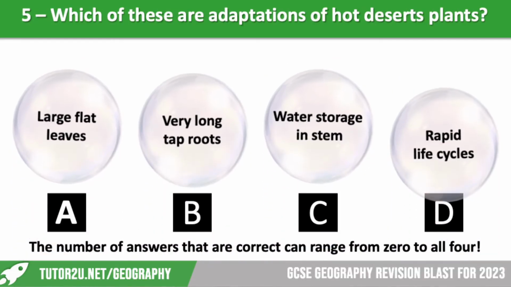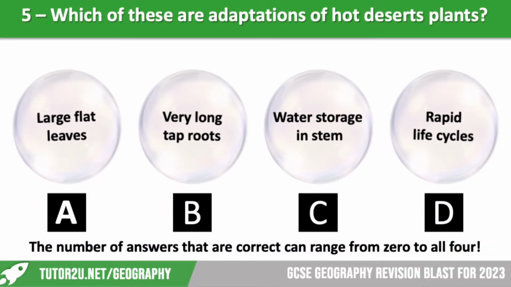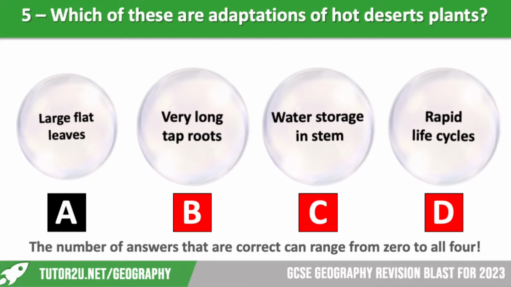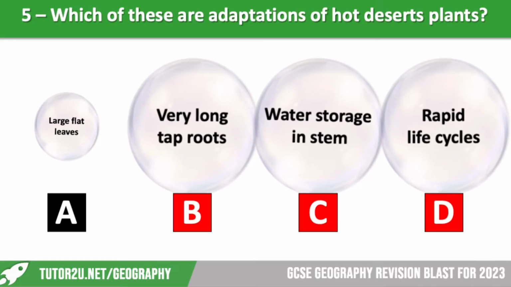And finally, which of these are adaptations of hot desert plants? So we've got large flat leaves, very long taproots, water storage in the stem, and rapid life cycles. Let's reveal the answer. It is B, C, and D. So very long taproots to tap right down into the deep groundwater, storing water in the stem, and rapid life cycles. Large flat leaves tends to be more of a rainforest adaptation.